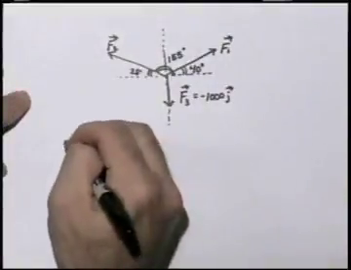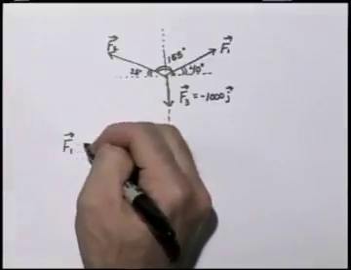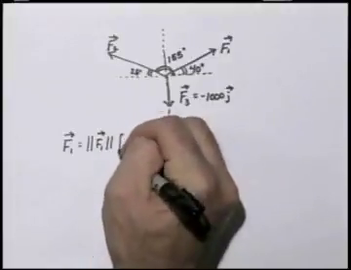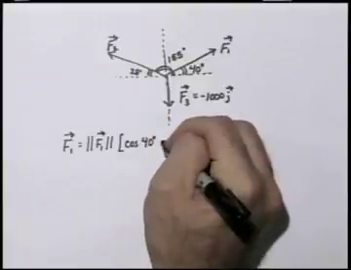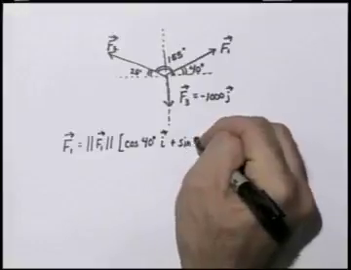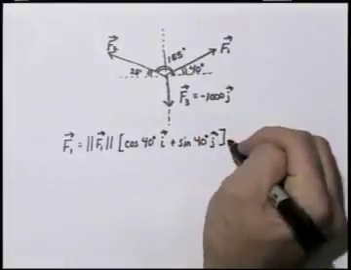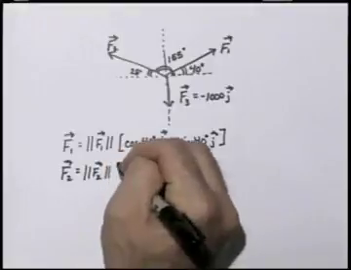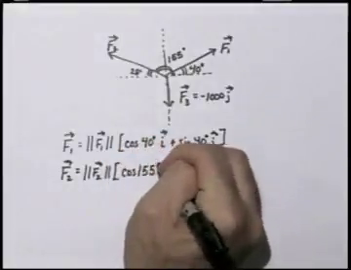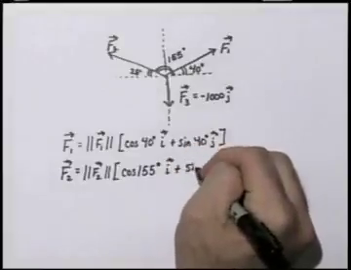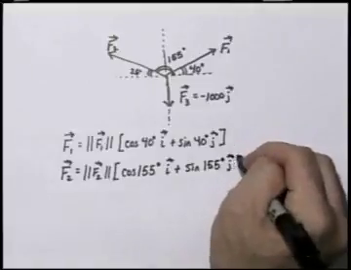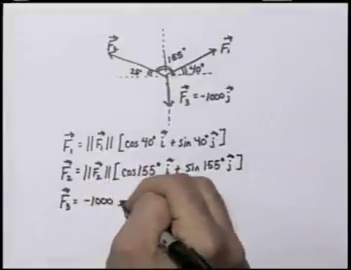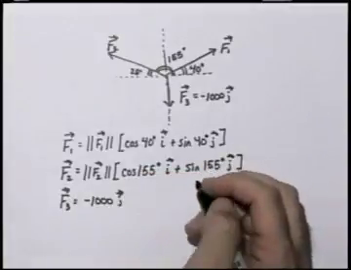So, what we want to do is express force 1 in terms of its I and J components. That's going to be the magnitude of force 1 times the cosine of 40 degrees in the I direction plus the sine of 40 degrees in the J direction. Force 2 is going to be the magnitude of force 2 times the cosine of 155 degrees in the I direction plus the sine of 155 degrees in the J direction. And finally, force 3 is going to be negative 1,000 J, because it's acting straight down in the J direction.